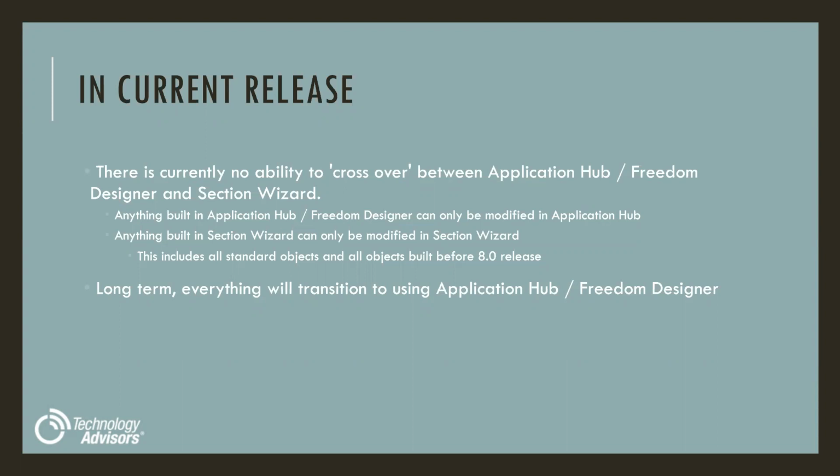That does currently include any standard objects, like accounts or opportunities or cases, and any objects that you've already built before the 8.0 release. Again, long term, that's going to change. Long term, they need to make a way to port those over. Those things that were built in Section Wizard will ultimately be transitioned to being modified with Application Hub and the Freedom Designer. But before they work on that transition, they're working first on feature parity, making sure that the new tools can do everything the old tools could do, because they can't transfer it over and then have you lose functionality, basically.